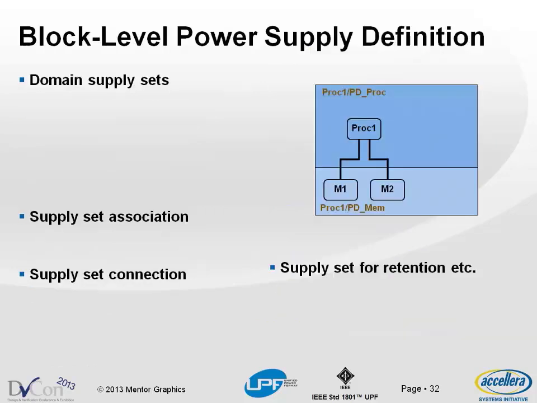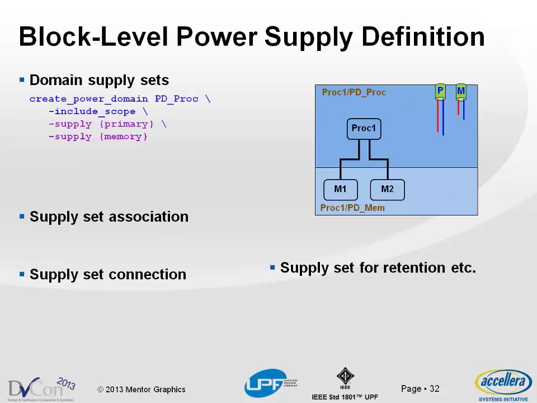For example, here we are creating, again, our proc1 module with the two subdomains defined in it. And this is an IP block at this point. We don't know what the system is that it's going into. But we can say that it has a couple of supply sets as inputs. And these are called primary and memory. I've designated them as P and M over here.